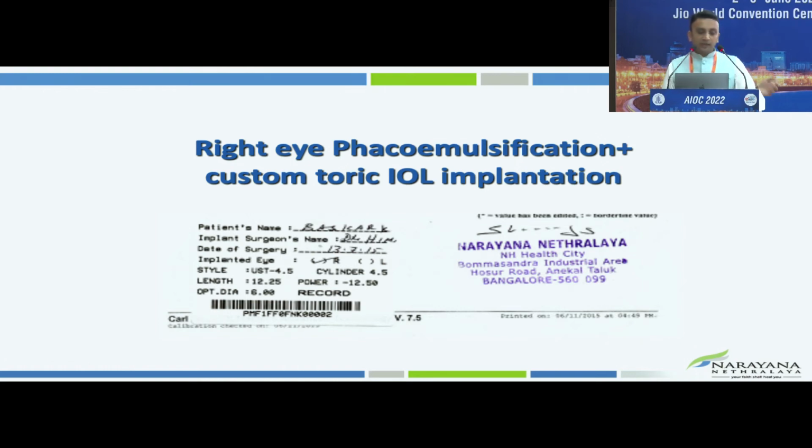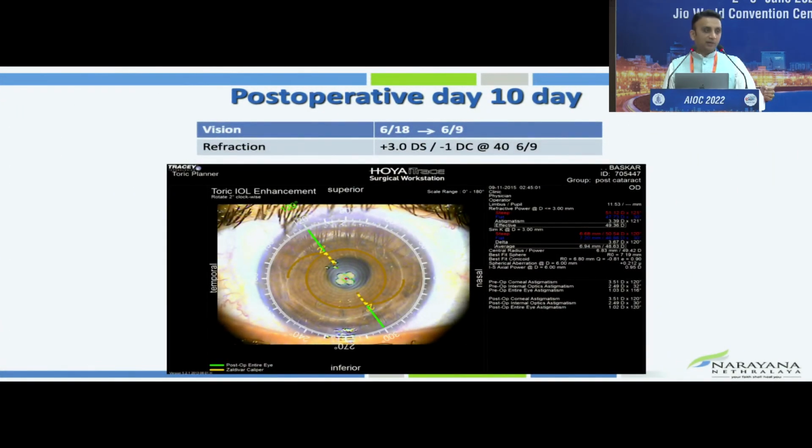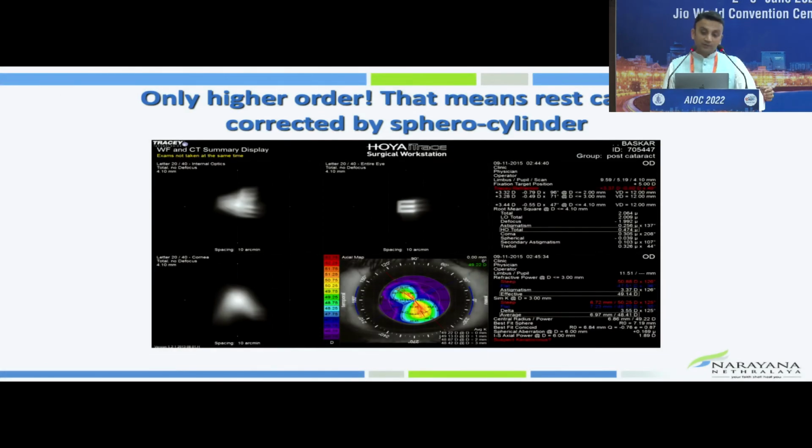So yes, we can do topo-guided treatment, but again, please remember, such irregular corneas you cannot manage with PRK, and hence you have to go for a customized IOL only. Post-operatively, results were very good, and the patient was very happy.